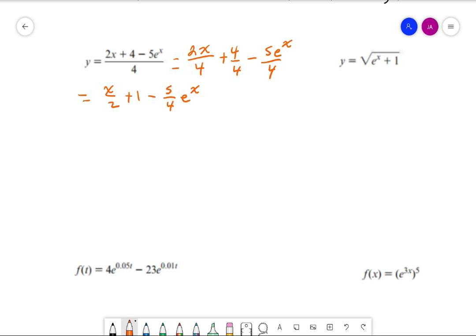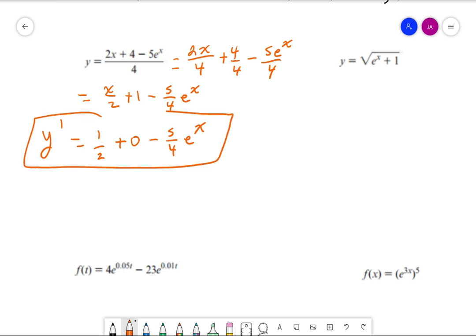At this point, if I want to find the derivative, y prime is going to give me, well, what's the derivative of x over 2? That's just going to be 1/2. The derivative of 1 is 0, and the derivative of negative 5/4 times e to the x is just going to be negative 5/4 e to the x. Remember that the derivative of e to the x is e to the x. And so that's our derivative.